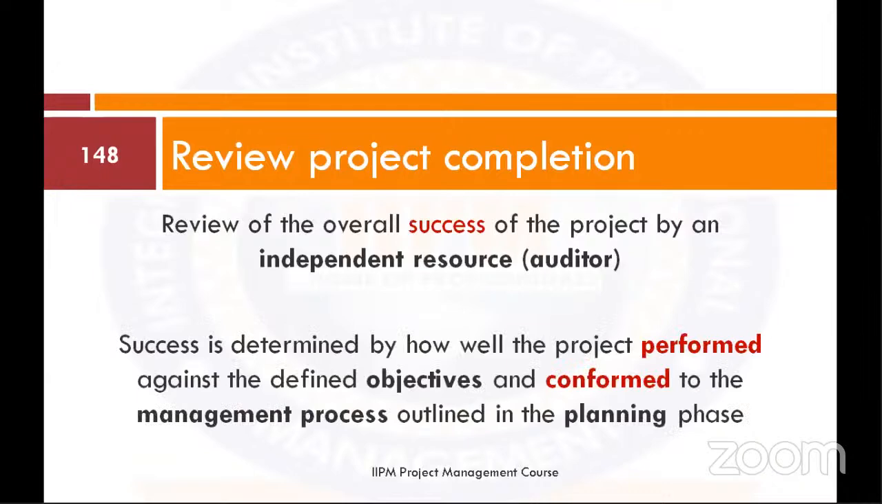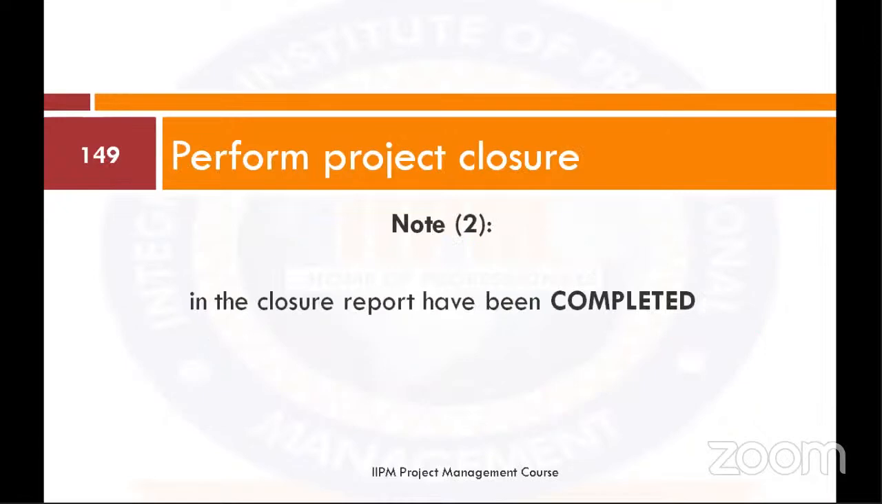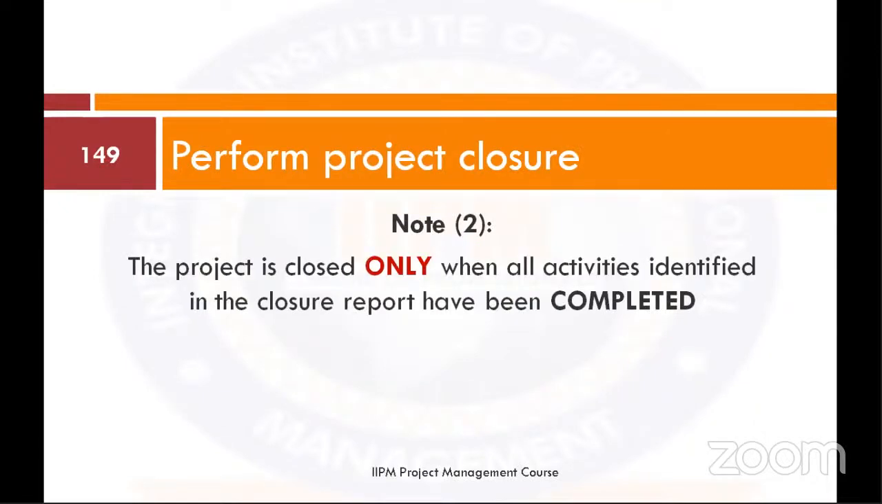Reviewing project completion, review of the overall success of the project by an independent resource or auditor. Success is determined by how well the project performed against the defined objective and conformed to the management process outlined in the planning phase. Another important thing to note in project closure is that the project is closed only when all the activities identified in the closure report have been completed.